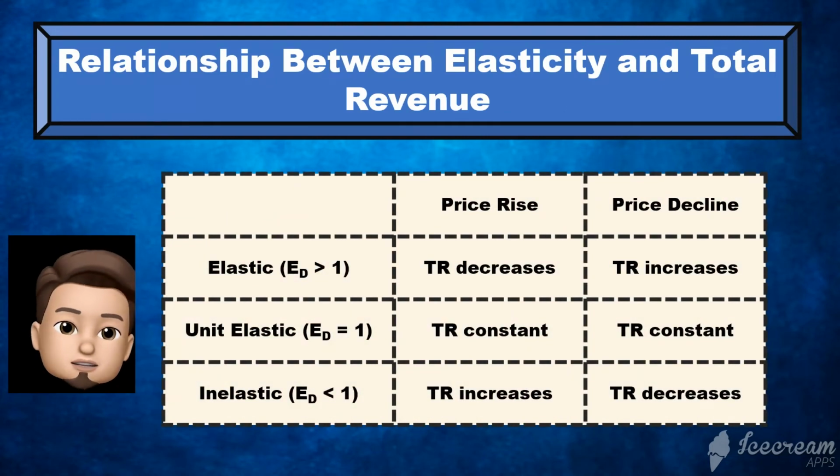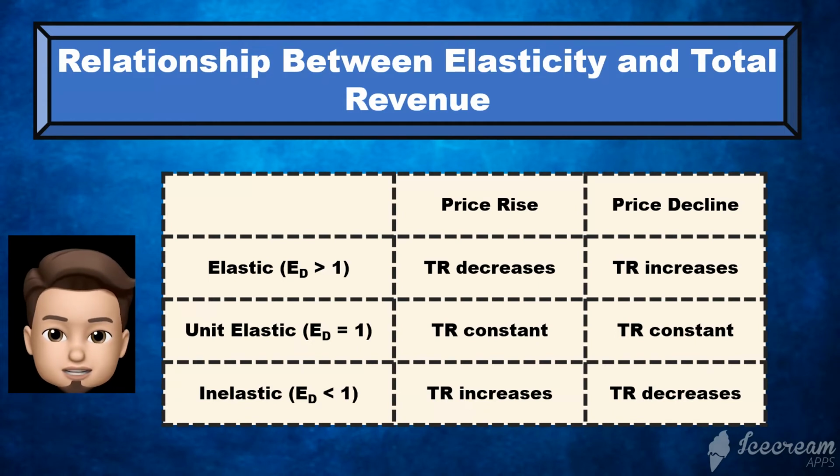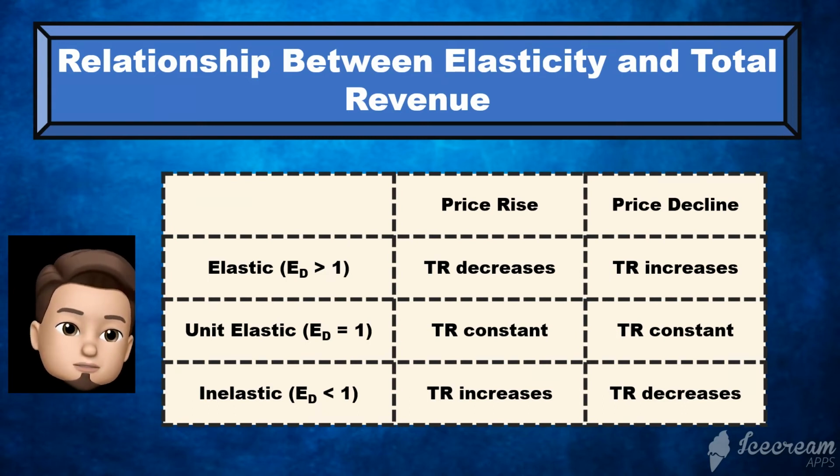Relationship between elasticity and total revenue. The first one is elastic, which is price elasticity more than 1. In this situation, when the price rises, total revenue will decrease. When the price declines, total revenue will increase.